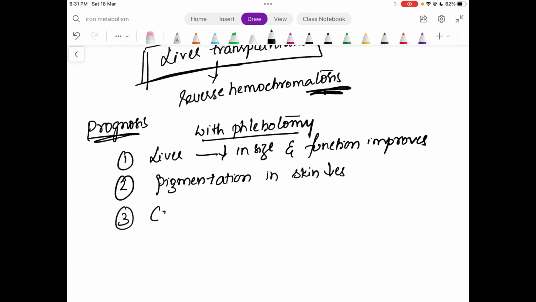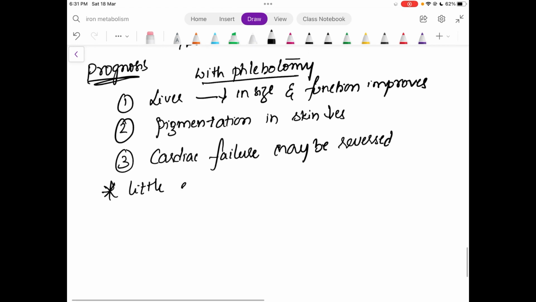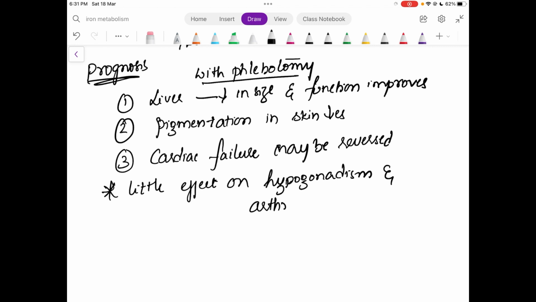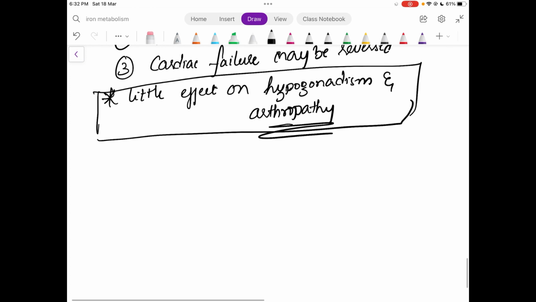Next, cardiac failure may be reversed. Next, there will be little effect on hypogonadism and arthropathy. These cannot be cured completely, so phlebotomy has little effect in hypogonadism and arthropathy.